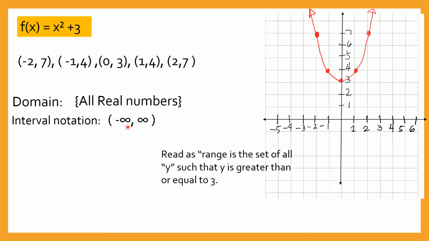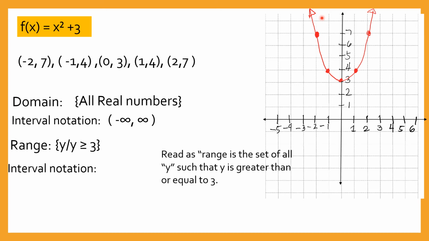Now, what about the range? If you look at the range here, this is the lowest point, and then the graph goes up, which means the lowest value of y is positive 3. And then the rest goes to positive infinity because of this arrowhead. So therefore, the range is this one. Read as, range is the set of all y such that y is greater than or equal to 3. Since it is greater than or equal to 3, that means all the values of y going up.